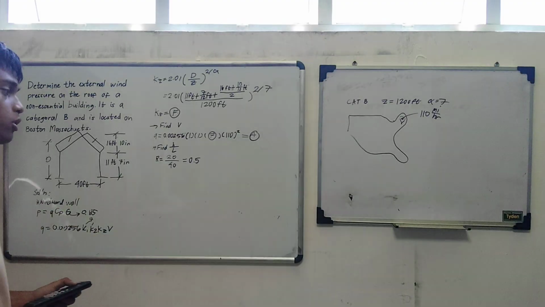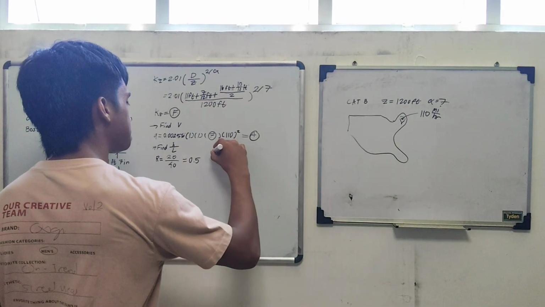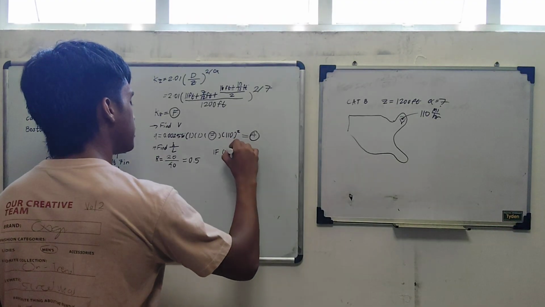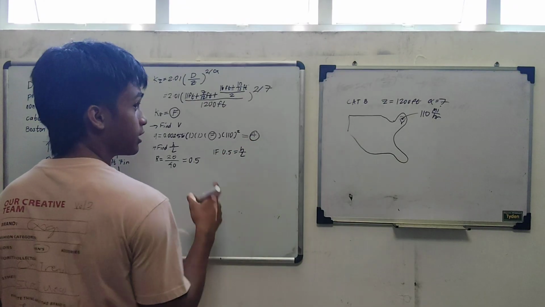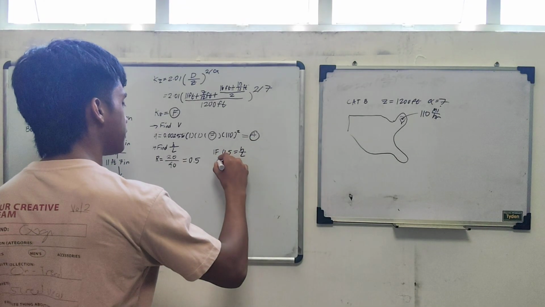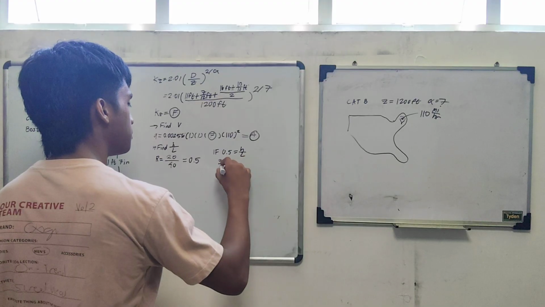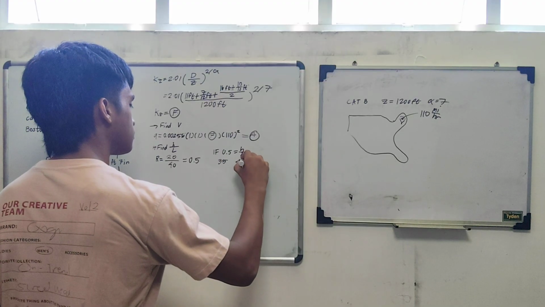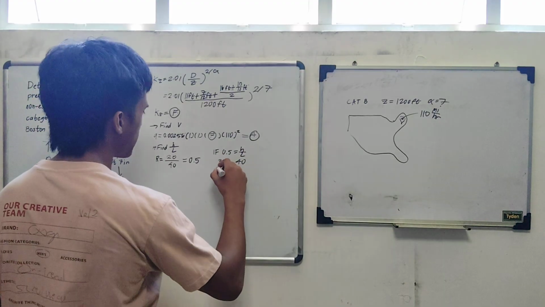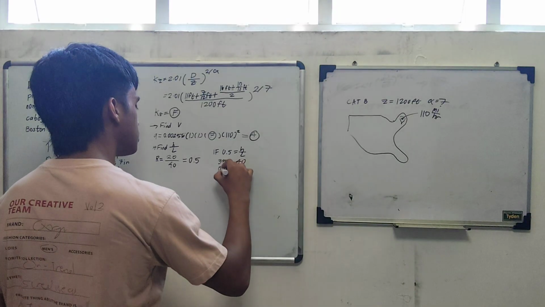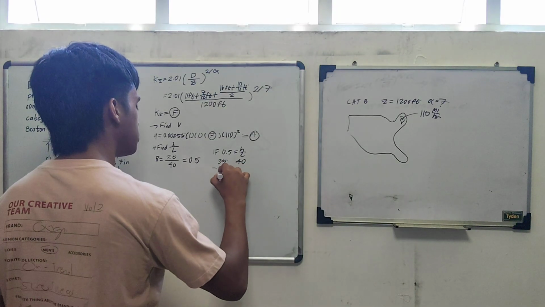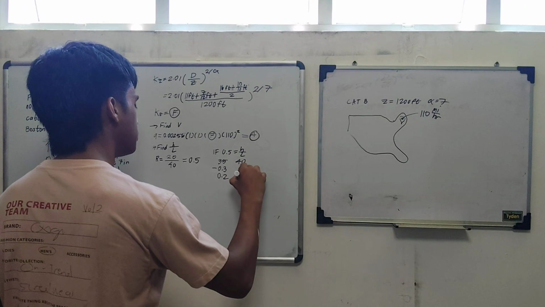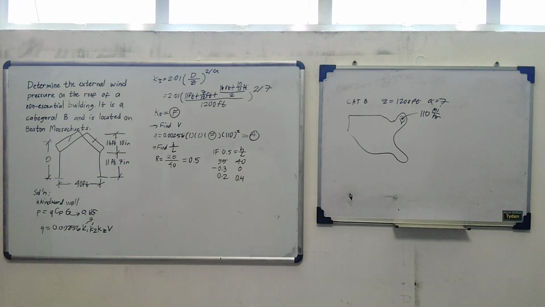According to the table, if h over L is 0.5, then I have respective values of 35 and 40. This is for windward. I think this is 0.3, yeah, 0.2, 0 and 0.4. Let me check.